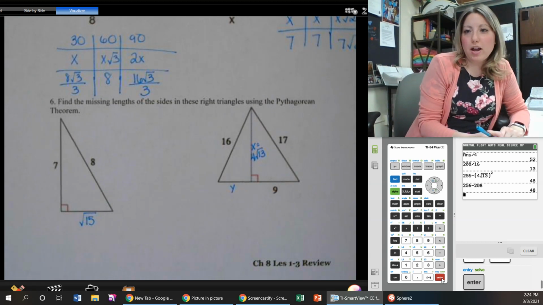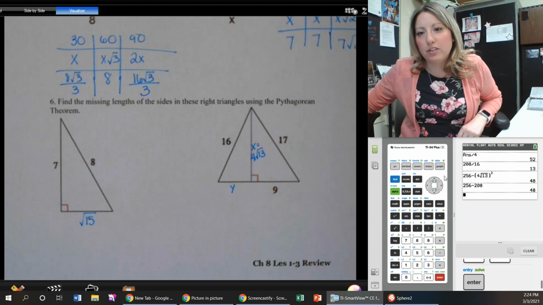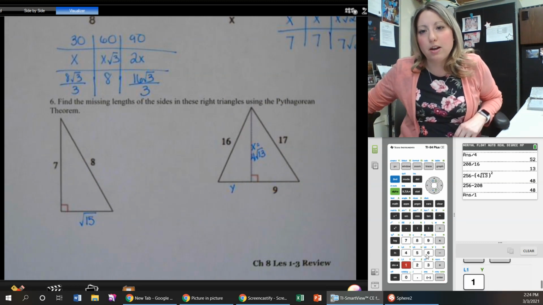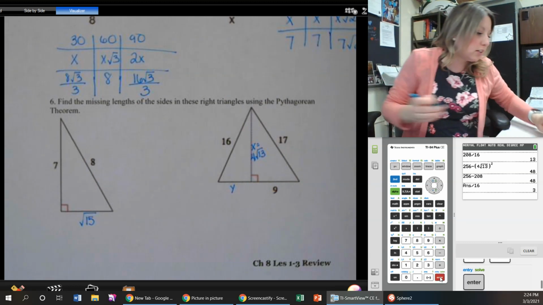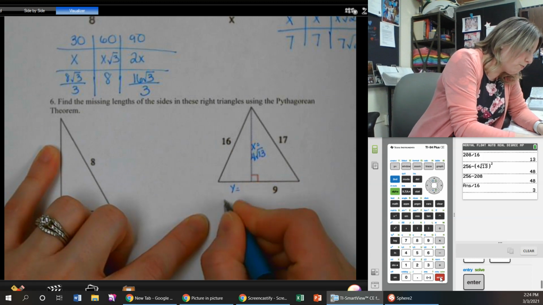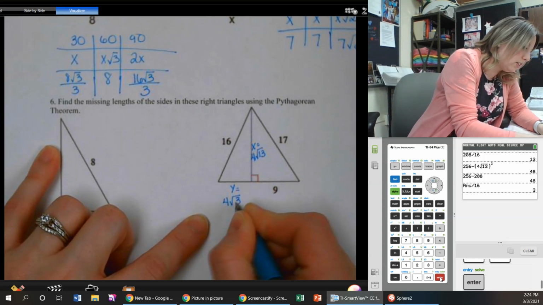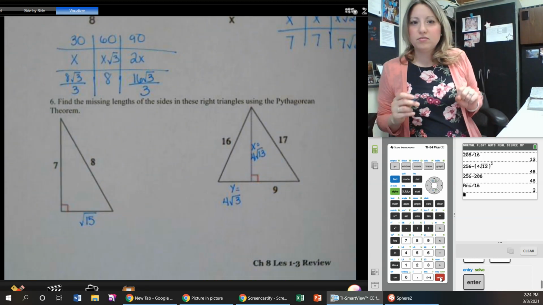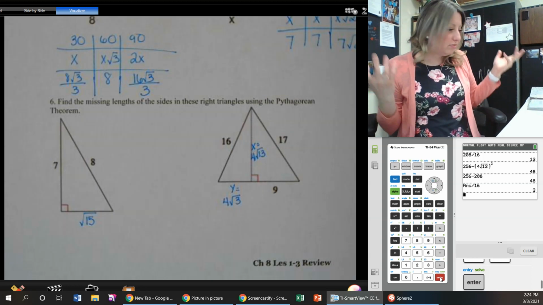So y equals radical 48. 48 is also evenly divisible by 16. And when you divide it by 16, you get 3 as a leftover. So y equals 4 radical 3. This little guy right here. Cool, huh? There you go.